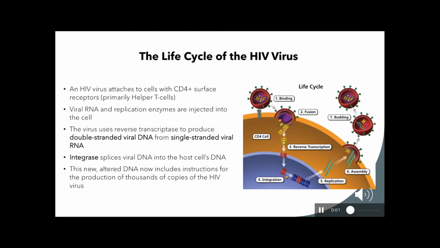So the life cycle of the HIV virus is pretty complex. The HIV virus attaches to cells with CD4 surface receptors, which are primarily helper T cells, but it can also be macrophages.